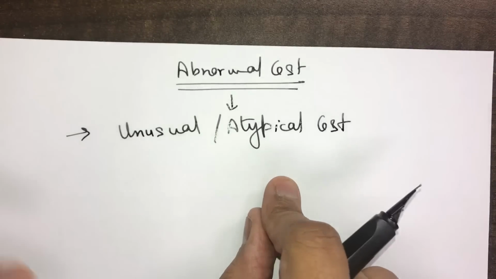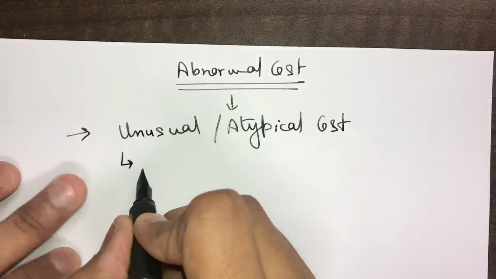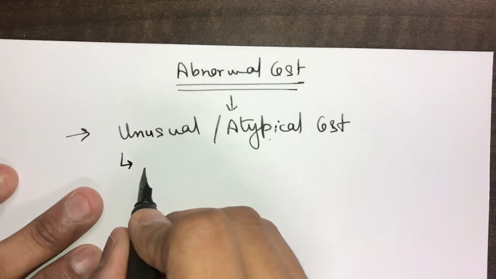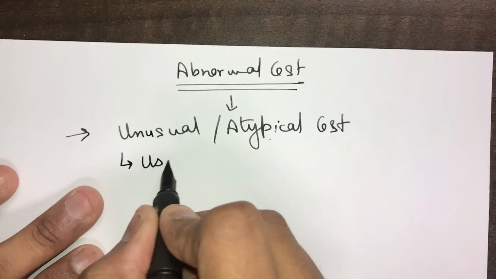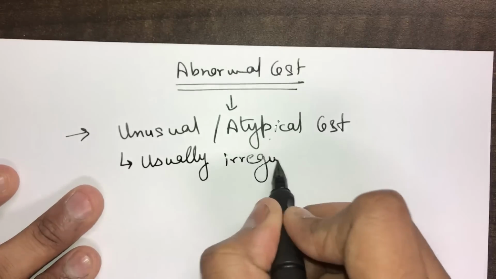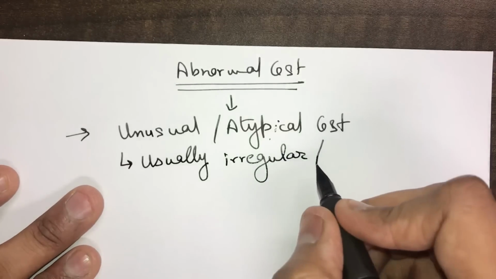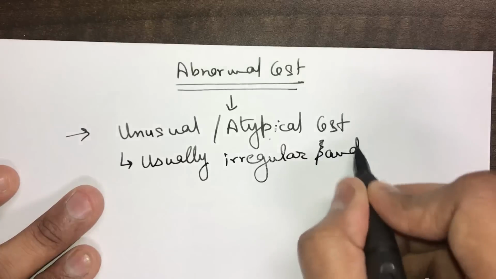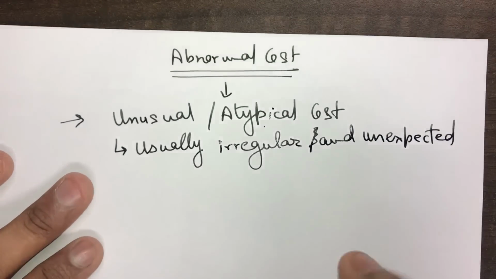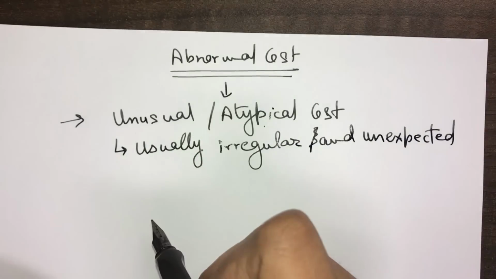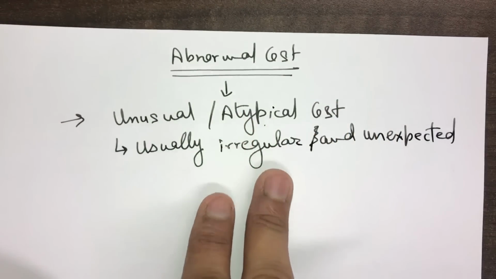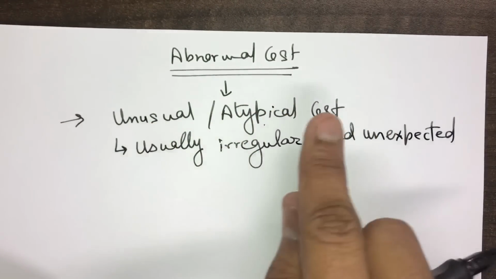Now after this definition, the CAS uses a word which says abnormal cost is an unusual cost or atypical cost whose occurrence is usually irregular and unexpected. So for classifying as abnormal cost, the occurrence of that cost should fulfill two criteria. So the prime thing is unusual or atypical cost. It has to be unusual and atypical cost.